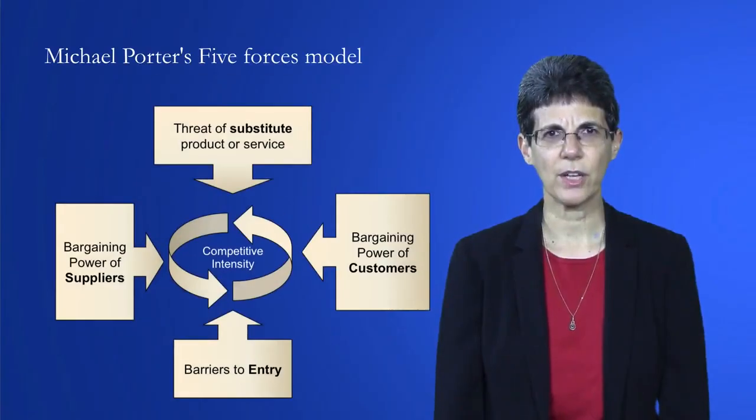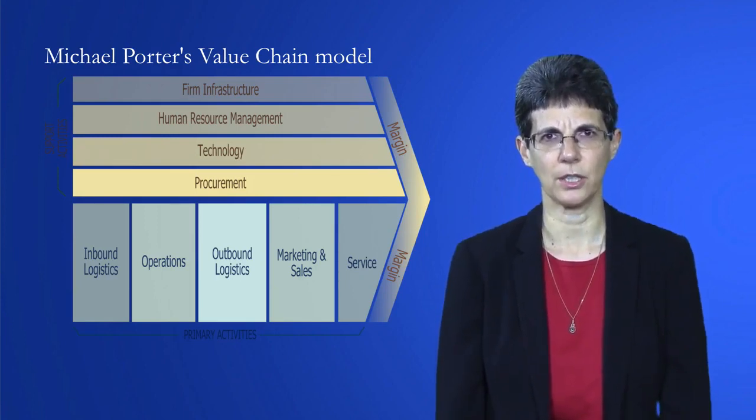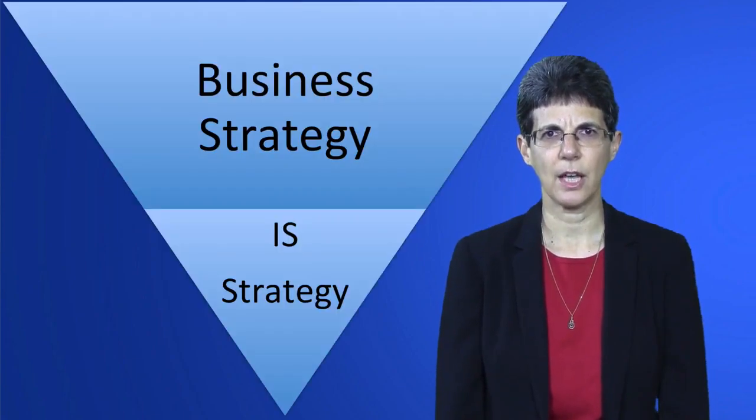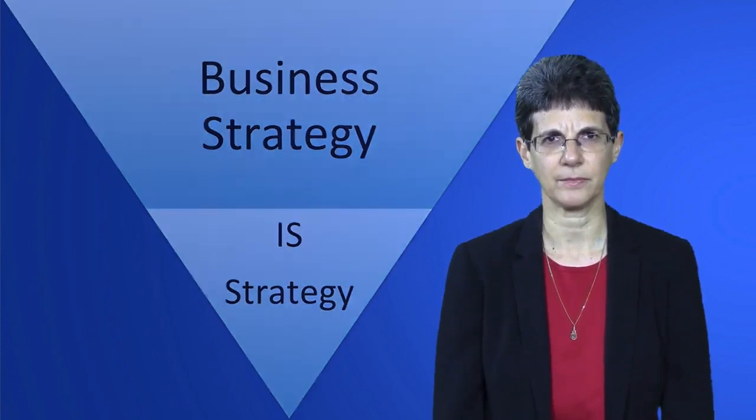Both are doing well. Various strategy frameworks, such as Porter's five competitive forces model and value chain model, as well as the resource-based view model, can be applied to understanding the strategic use of information resources in an organization. Regardless of the framework used to devise a strategy, an organization's information system strategy needs to be aligned with and driven by the business strategy.